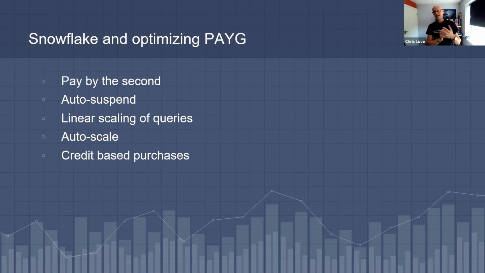An extra small warehouse is 1 credit per hour, 0.0003 credits per second. So as you scale up the warehouses, you just scale up the number of credits you're using.